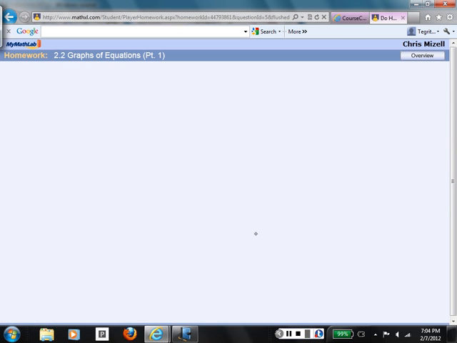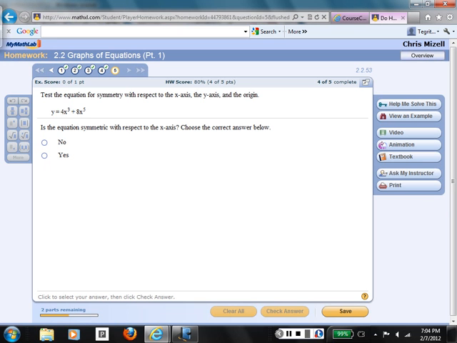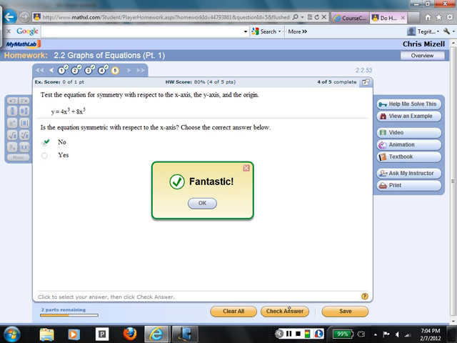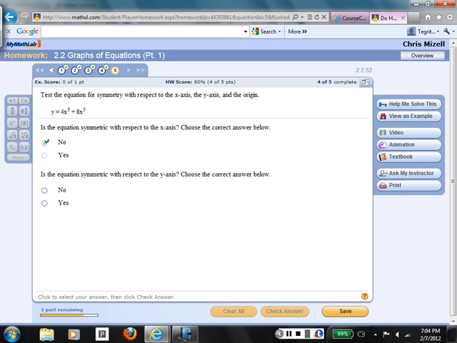Question 5. What do you think here? No for the x-axis symmetry. If we substitute negative y for y, we're just going to have negative y equals 4x cubed plus 8x to the 5th. And that's not going to be the same as the original. Multiplying both sides by negative 1 is not going to make it the same as the original. So I agree. That's a no. How about y-axis symmetry? Substitute negative x for x. This is also going to be no.